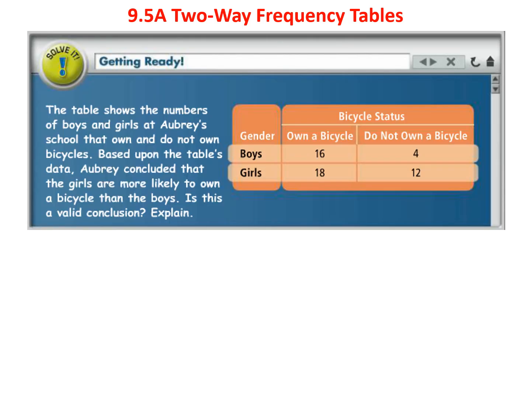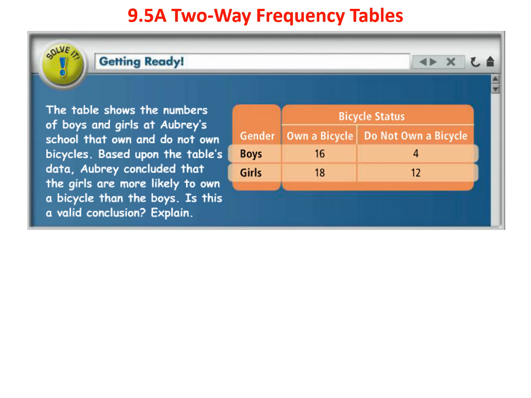So we have a little problem here to look at. If you look at the table, it shows the number of bicycles owned. They asked a group of boys and girls how many of them owned a bicycle. And they put down the number of boys that owned bicycles and the number that didn't, the number of girls who owned a bicycle, and the number of girls who did not own one. Well, it turned out that Aubrey, who took the survey, looked at it and concluded that girls are more likely to own bicycles.